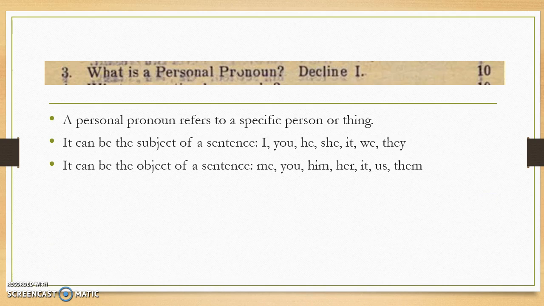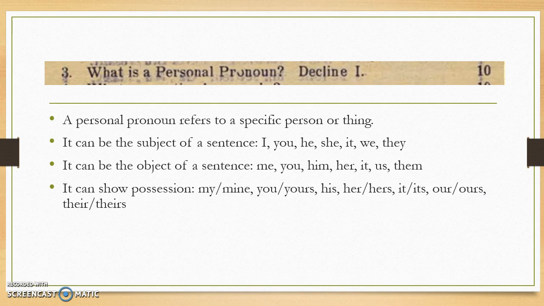It can be the object of a sentence, so give the book to me, for example. Another list of them there. And it can show possession. That's my book. It is mine. There's some more there if you want to pause.